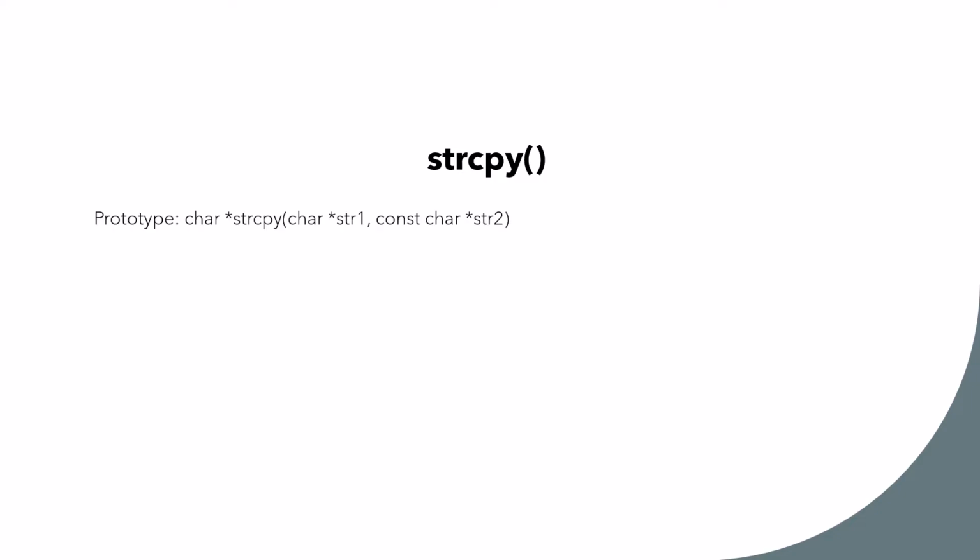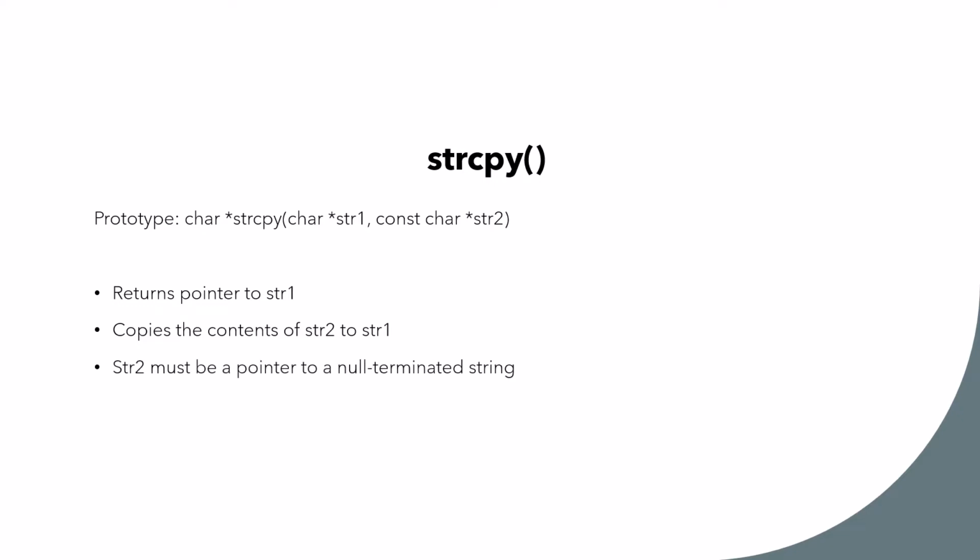So as you can see from the prototype, this function returns a character pointer and takes pointers as arguments as well. We have char star str1 and then const char star str2. Why is const applied to str2 and not to str1? Well, that's because str2 is not going to be modified. It's str1 that is going to be modified. So this function returns a pointer to str1. It copies the contents of str2 to str1, replacing the contents of str1 in essence, and str2 must be a pointer to a null terminated string.